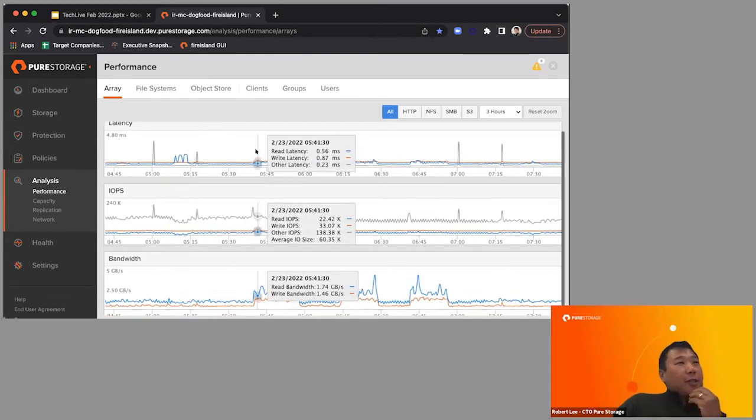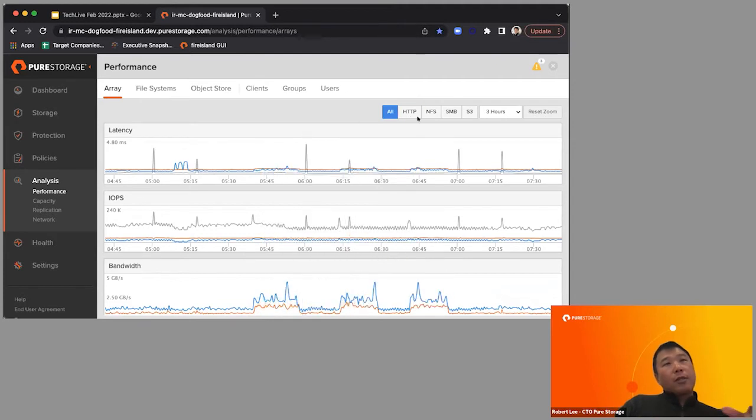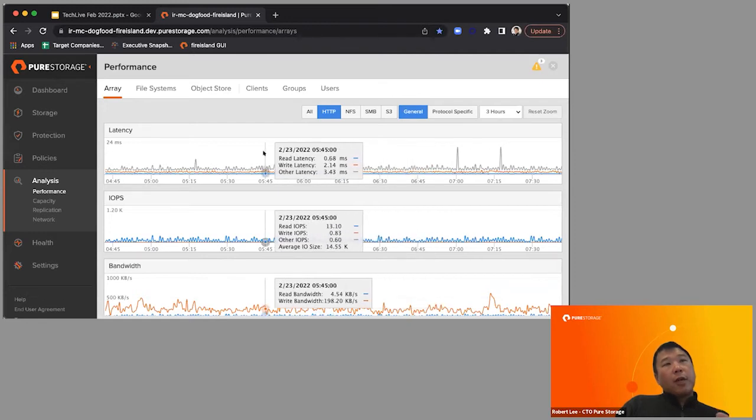So what you can see here with the performance drill down is if you separate it out by protocol, we've got a fair deal of file system access that's happening over HTTP, NFS, and S3, and we can help users segment out where the performance drivers are coming in.